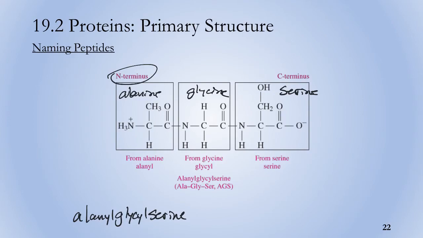Now you can see in the picture they have the 3-letter abbreviations ALA, GLY, SER, separated by dashes. That's a lot easier than trying to write the whole name out, alanyl glycyl serine. And even though it is better, it's not ideal. So we have the one-letter abbreviations AGS, which is a lot quicker.